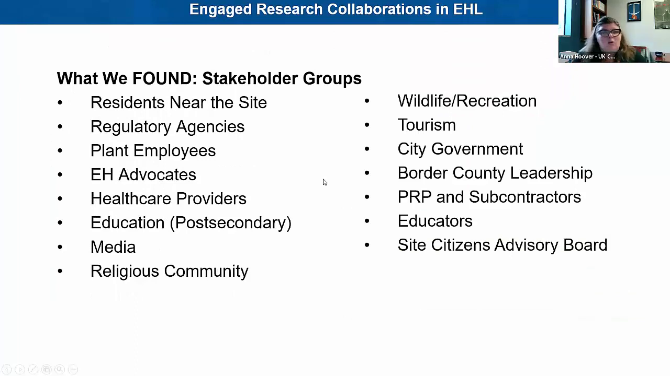And just in the stakeholder group area, we found more than a dozen potential stakeholder groups who needed to be at the table, helping us think about what are the knowledge gaps, what do people need to know.